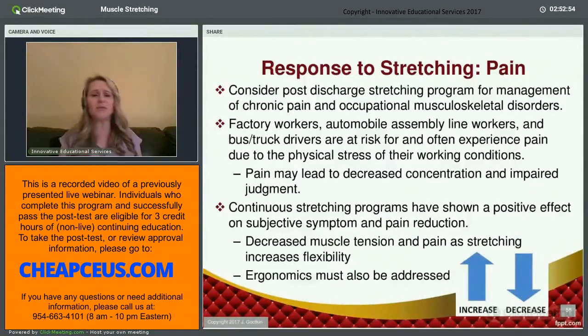When we consider muscle pain, the population that I want you to consider stretching relative to might be your chronic pain patients. Those individuals who have chronic conditions, where other interventions have not been successful. If you haven't considered utilizing stretching, it might be an opportunity for you to tap in and break the pain cycle and improve function for these patients.